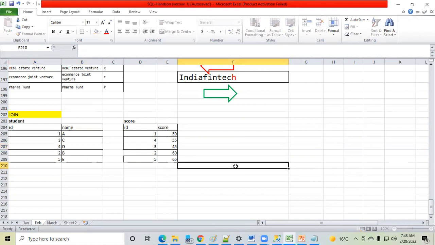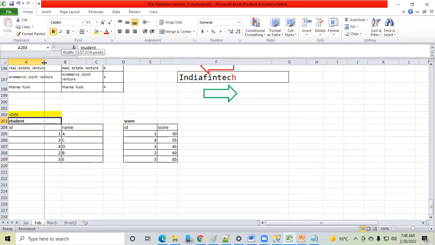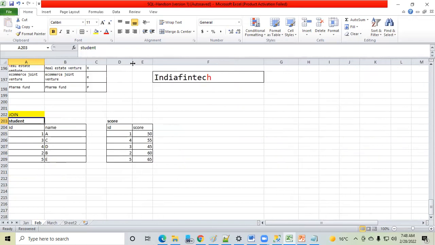So nothing I have done, very simple. I have two tables: this is a student table and this is a score table. Now the question is, forget about SQL. We're not studying SQL now. Suppose we are laymen.